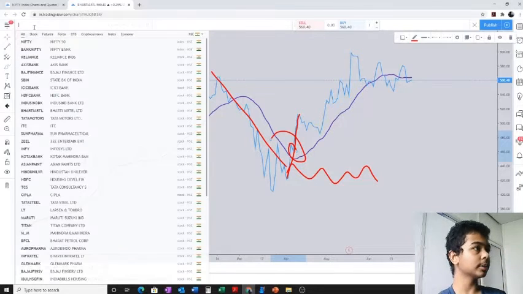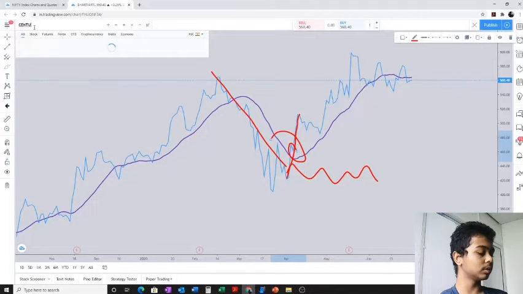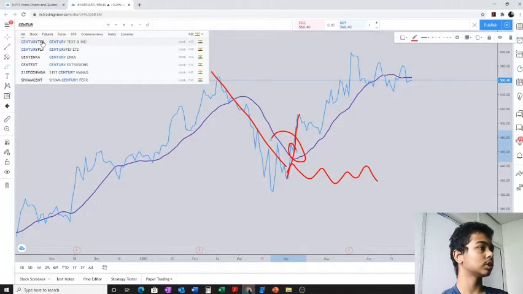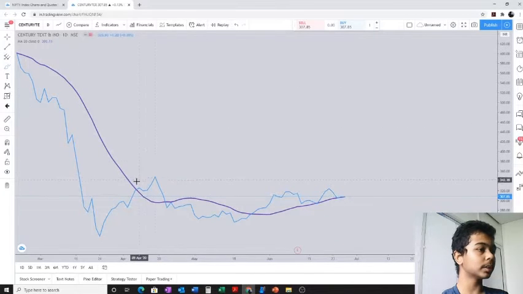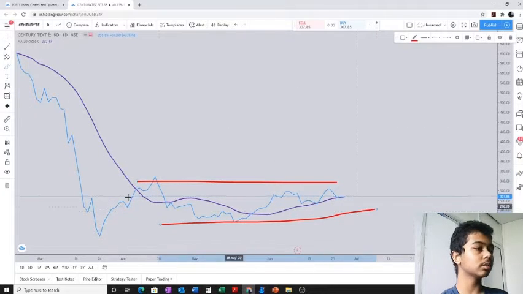Now let me show you a few stocks that I traded. I didn't trade these, but I'll show you a few more. Century Textiles. Even though this is a bit sideways, I still took the risk.